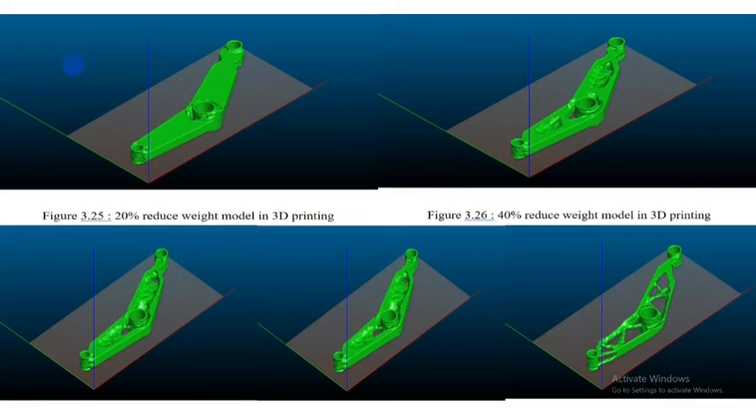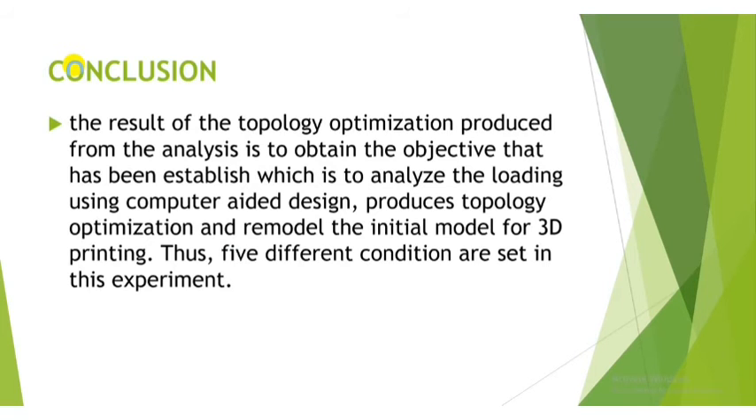We go now for conclusion. The result of the topology optimization produced from the analysis is the objective that has been established, which is analysis of the loading using computer aided design, produce topology optimization, and remodeling the internal model for 3D printing. Those 5 different conditions are set in this experiment.